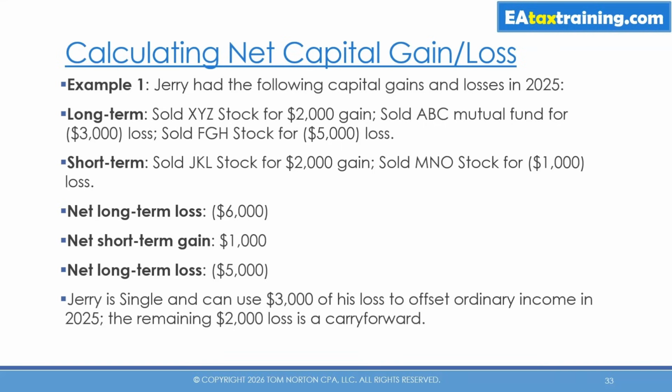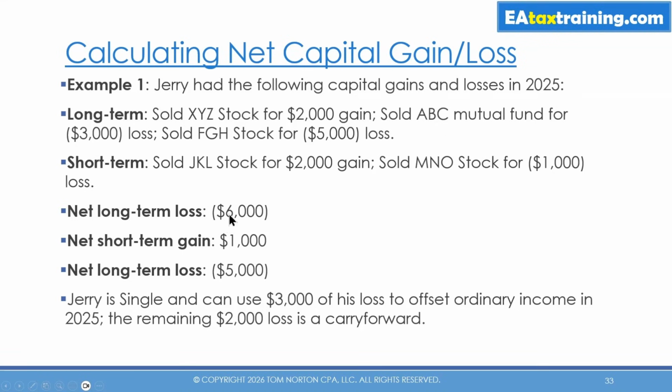Jerry had the following capital gains and losses in 2025. Long-term gains and losses. He sold some stock for a $2,000 gain. He sold a mutual fund for a $3,000 loss, and he sold a different stock for a $5,000 loss. Short term, he sold a stock for a $2,000 gain and a different stock for a $1,000 loss. So first, we're going to net the long-term gains and losses together. That is a $6,000 net long-term loss. So he had a $2,000 gain on this stock, but then he had a $3,000 loss and a $5,000 loss. So the net of that is a $6,000 long-term loss.